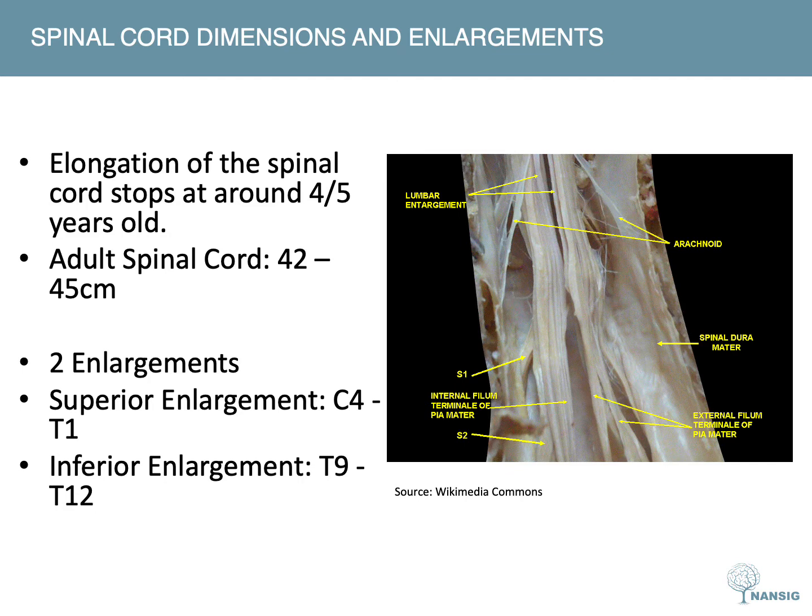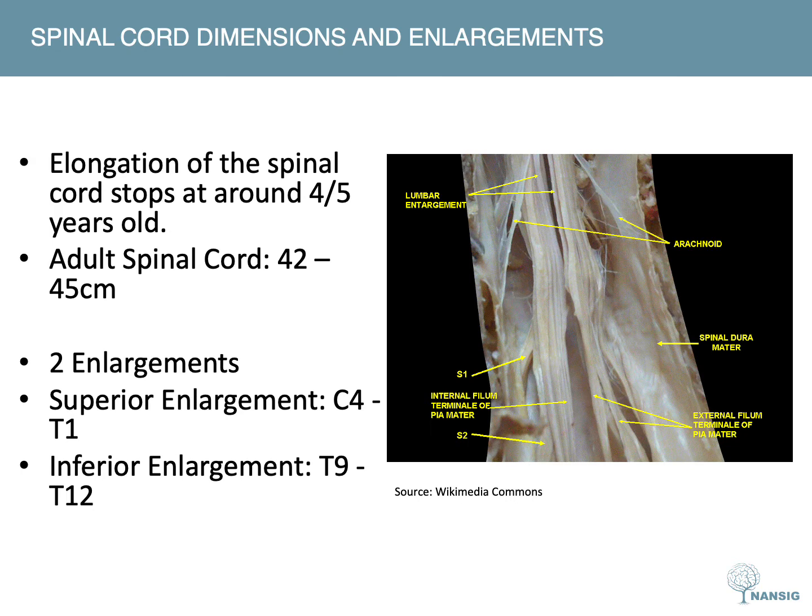The superior enlargement, or the cervical enlargement, extends from the fourth cervical vertebra, C4, to the first thoracic vertebra, T1. Nerves to and from the upper limbs arise from the cervical enlargement. The inferior enlargement, or lumbar enlargement, extends from the 9th to the 12th thoracic vertebra. Nerves to and from the lower limbs arise from the lumbar enlargement.